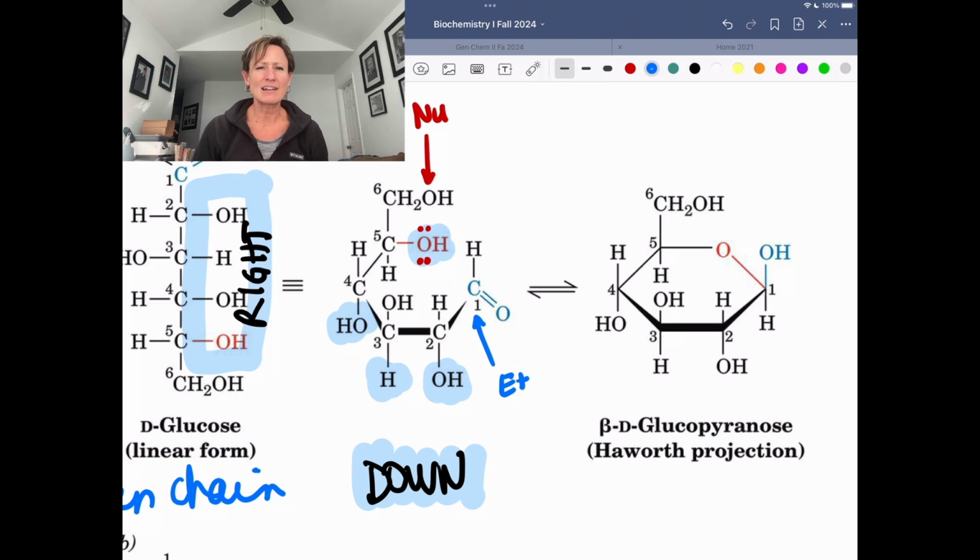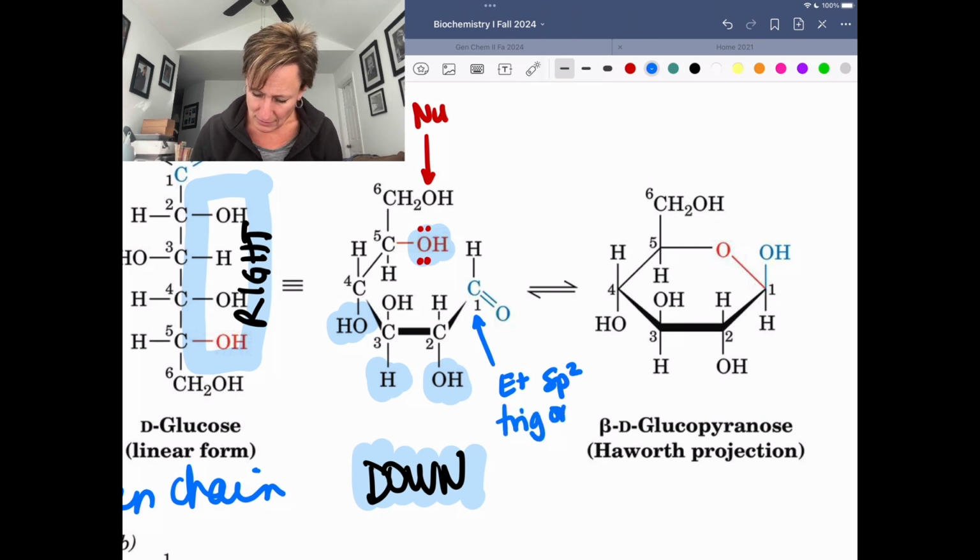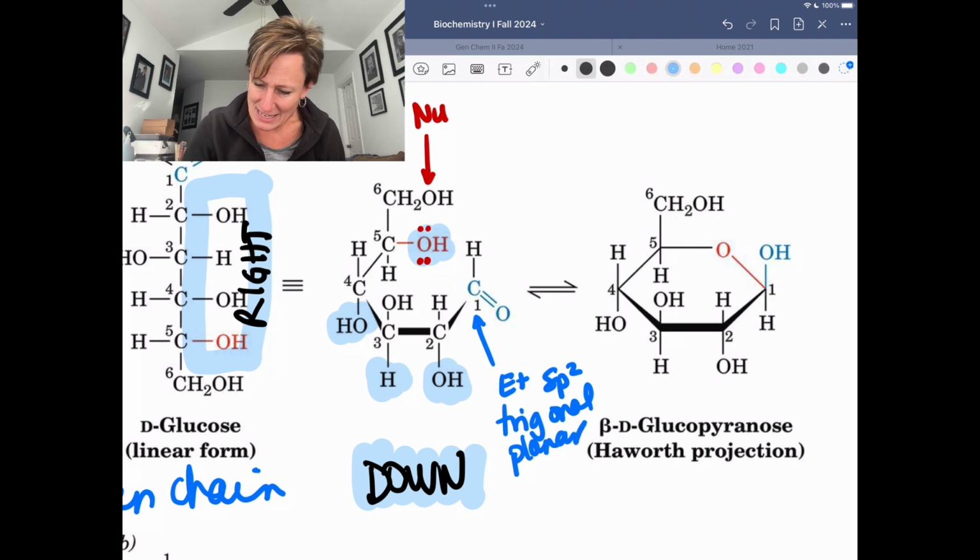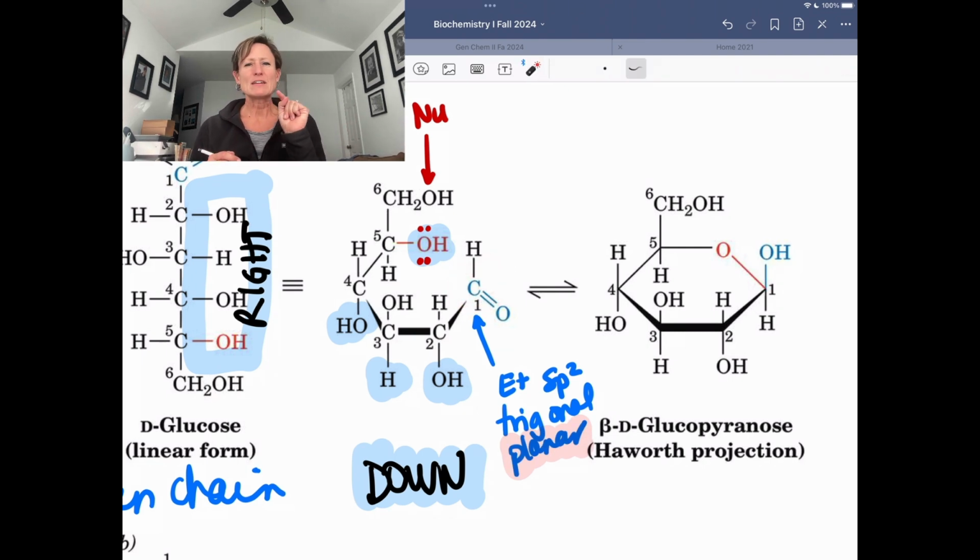A couple of pieces to highlight that are important about our electrophile. Our electrophile is sp2 hybridized, so it is trigonal planar. And that is a key piece here. The fact that this carbon atom is planar means that there is the ability to attack from the top or the bottom face. So see if this makes sense.